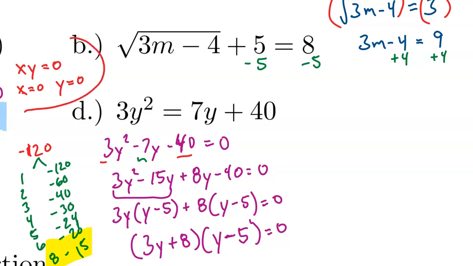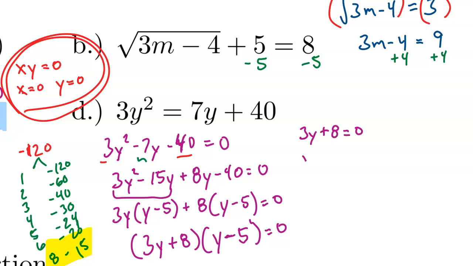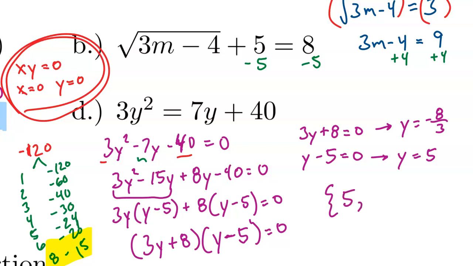And now using the principle of zero products like we did in the previous exercise, I know that my solution is going to come from setting 3y plus 8 equal to 0 and y minus 5 equal to 0. That first equation gives me a solution of y equals negative 8/3. And the second, of course, gives us a solution of y equals 5. So my solution set, putting it in curly braces, is positive 5 and negative 8/3.